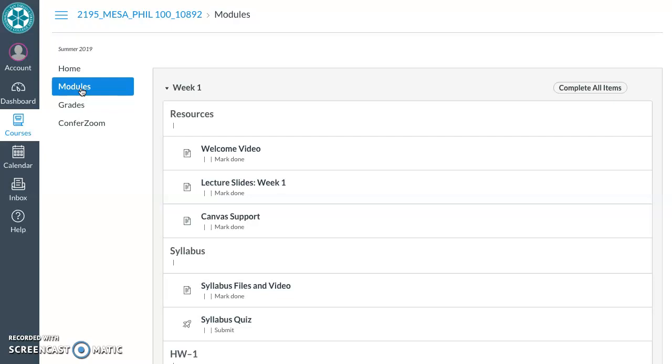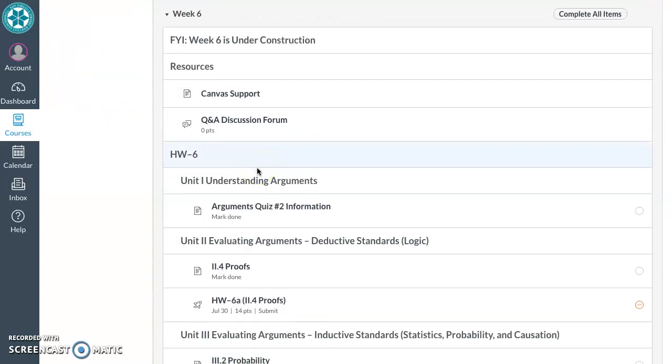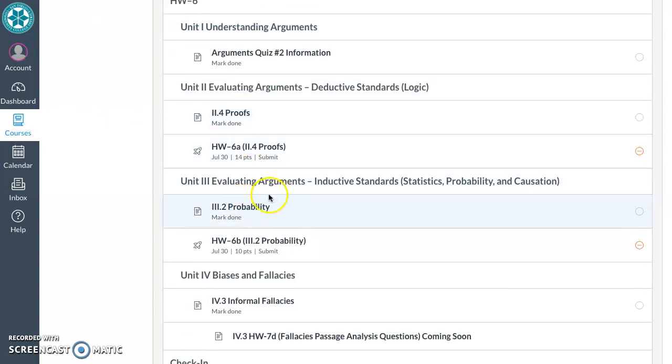Let's navigate to the modules section and then to week 6. So here's that same page I was just at. Click on the homework.